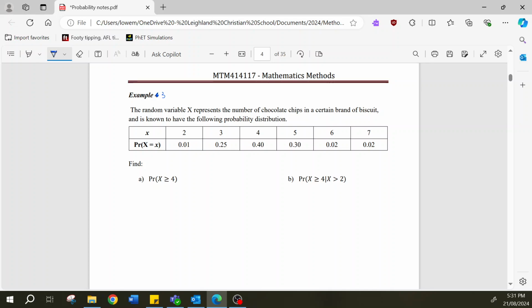Okay, so what we're wanting to do then is, first of all, find the probability that x is greater than or equal to 4, which means at least 4 chocolate chips in the biscuit. What's the probability that a biscuit, say chosen at random, will have at least 4 chocolate chips? We can either add all these 4 up, or we can add these up and subtract it from 1. That really doesn't make much difference in this case. So we'll just add them, 0.4 plus 0.3 plus 0.02 plus 0.02, which will be 0.74 as the probability.